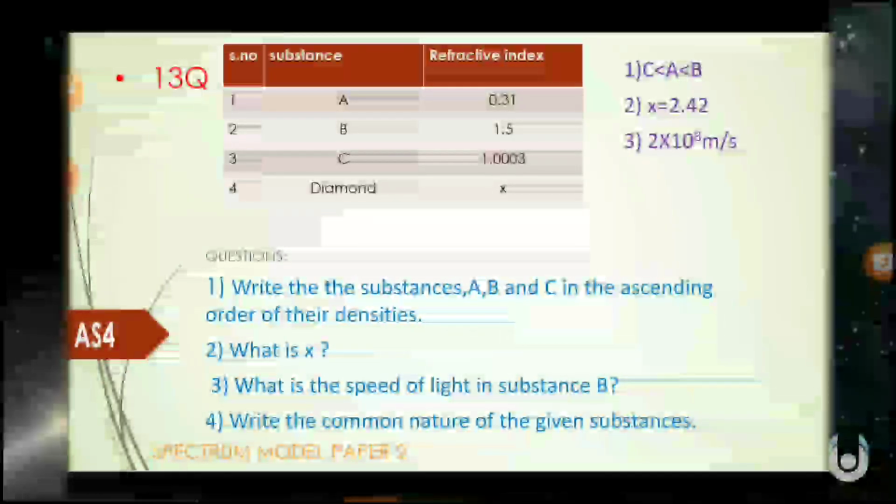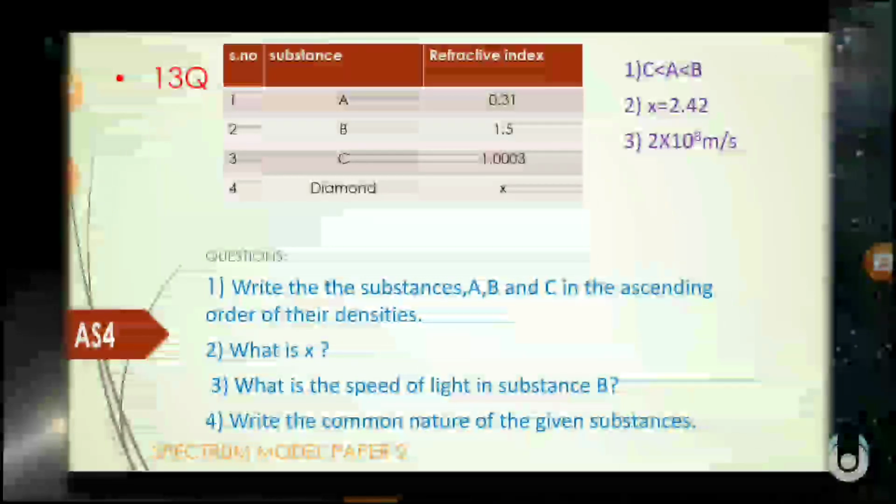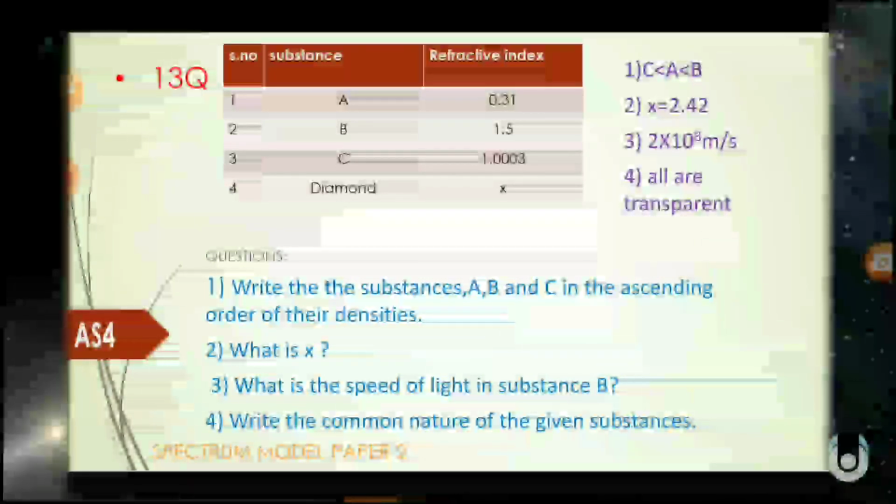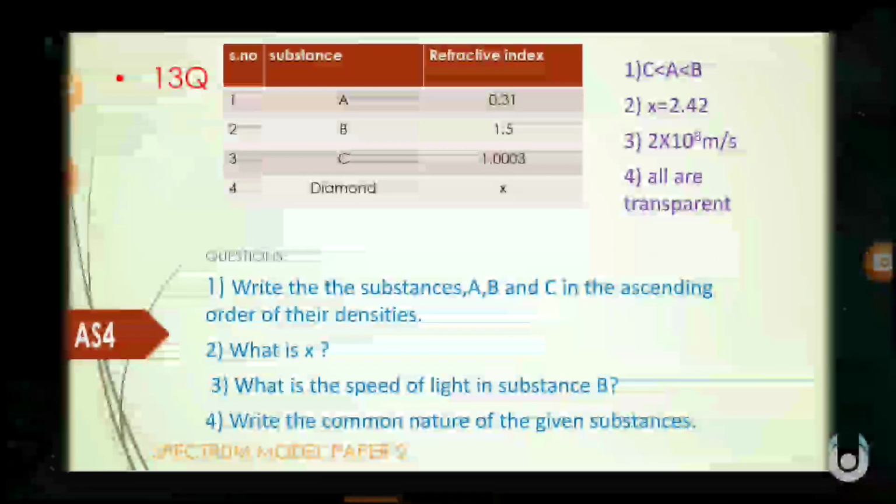Write the common nature of the given substances. All these substances are transparent substances.